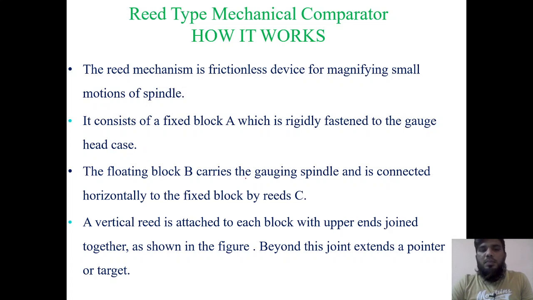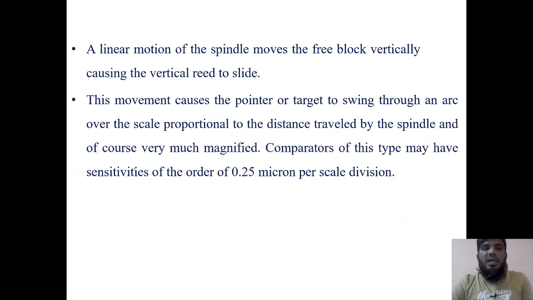The floating block B carries a gauging spindle and is connected horizontally to the fixed block by reed C. The vertical reed is attached to each block with the upper ends joined together as shown in the figure. Beyond this joint, the extended pointer is the target. A linear motion of the spindle moves the free block vertically and causes the vertical reed to slide.